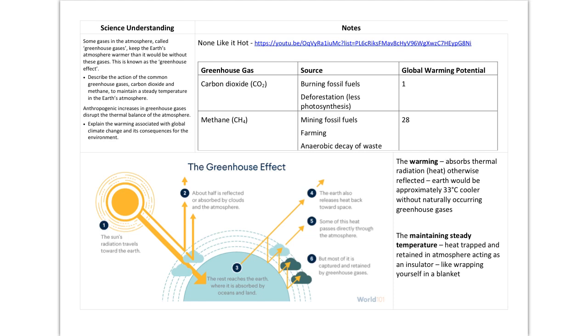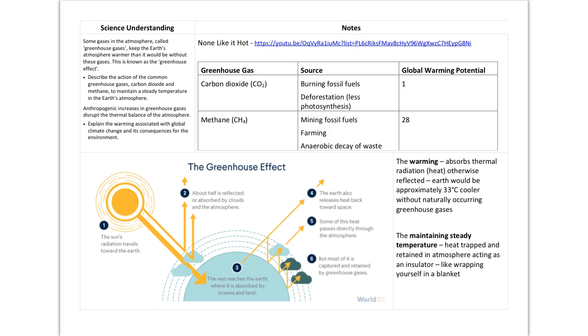To get an idea of how much effect this has, the Earth would be about 33 degrees cooler without these naturally occurring greenhouse gases, primarily carbon dioxide. So if they weren't there, all that extra heat would be reflected out of the atmosphere, would not be trapped in the atmosphere, and the Earth would be about 33 degrees cooler.